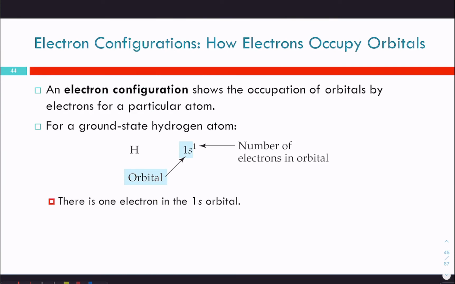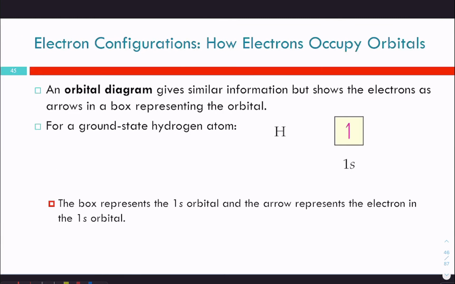All right, now this is the application of this chapter. Aside from the definitions of things throughout, the electron configuration shows the occupation of orbitals by electrons for a particular atom. So for the ground state hydrogen atom, we have 1s1. That's 1s with the 1 as a superscript, telling us that we have 1 electron in the 1s orbital. That's ground state hydrogen, and we'll only calculate these for ground state atoms.